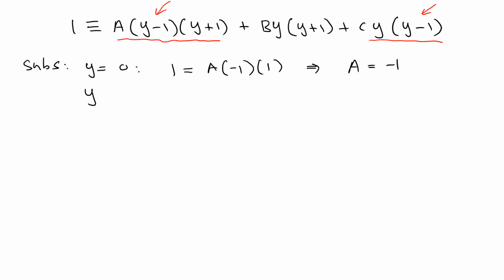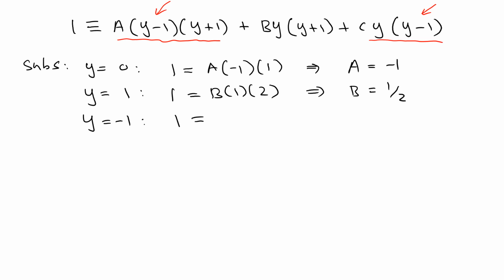And then if you plug in y equals 1, the first and the last terms are 0, so you get 1 equals B times 1 times 2, which gives you B equals 1/2. And if you plug in y equals negative 1, the first two terms are 0, so you get 1 equals C times negative 1 times negative 2, so C equals 1/2 again.